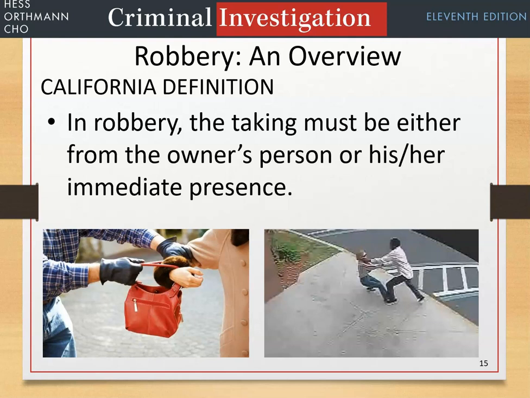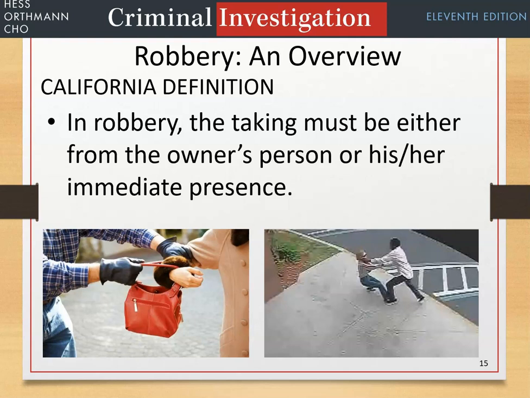Kind of talking about a couple of the other elements. In robbery, again, the taking must be either from the owner's person or their immediate presence. Well, person is easy, so like a purse snatch where they grab onto it and the person fights back, and maybe the person is struck a few times. Well, that's force or fear, and that will make the claim for that particular element for robbery.